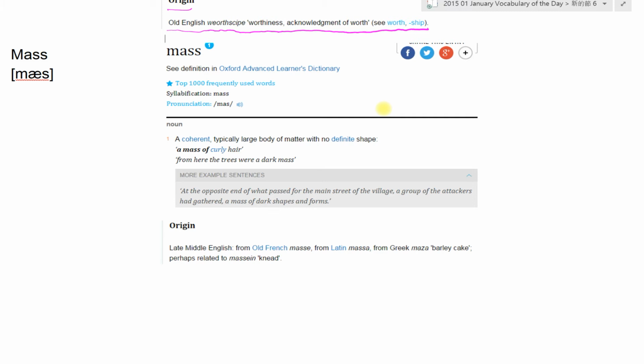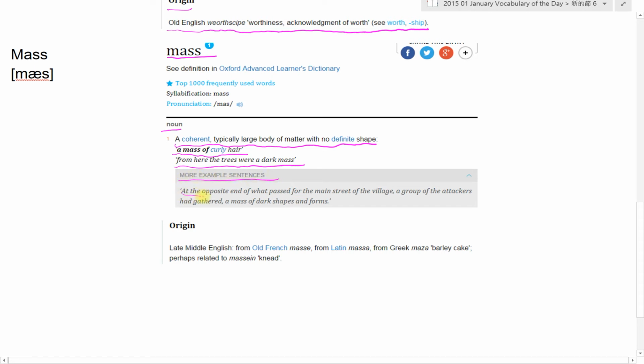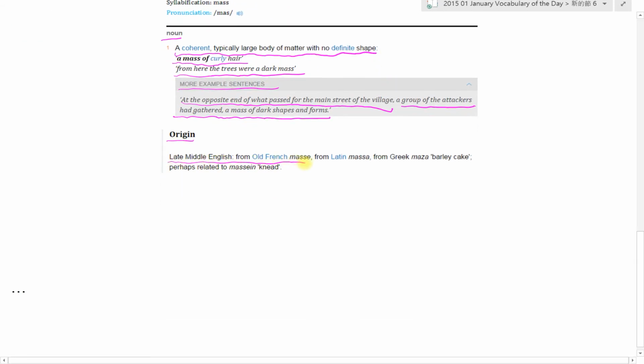Again, let's take a look for the second vocabulary of the day and follow me this time. Mass. Noun. A coherent, typically large body of matter with no definite shape. A mass of curly hair. But here the trees were a dark mass. More example sentences. At the opposite end of what passed for the main street of the village, a group of the attackers had gathered a mass of dark shapes and forms. Origin. Late Middle English from Old French, masse. From Latin, massa. From Greek, maza. Barley cake. Perhaps related to massein, knead.